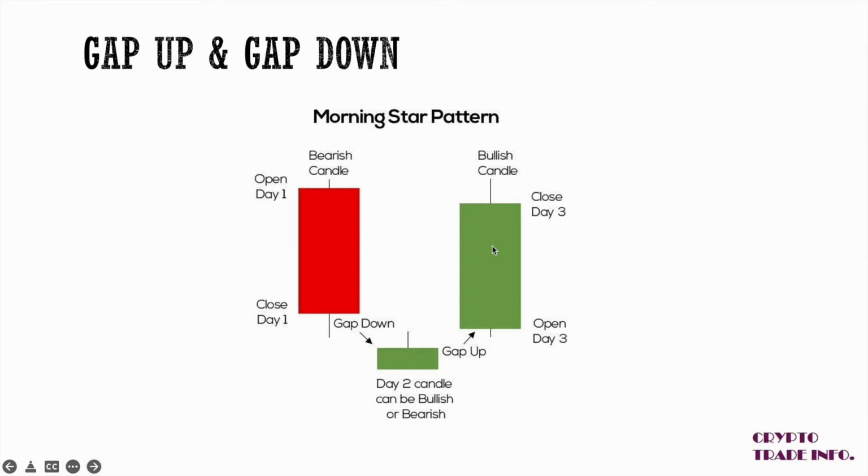After which, the third candlestick is the bullish candle. You can see the gap up from the middle candle. You can see the gap up of the open of the middle candle taking up to this level. Now, this is the gap. So these are the things that we have to note for you to perfectly say, yes, I've spotted a morning star candlestick pattern in a chart.